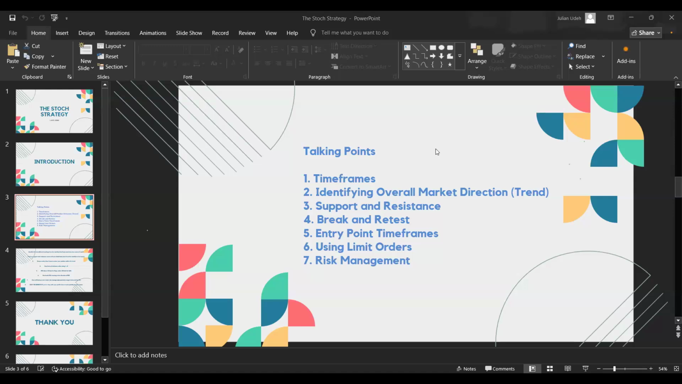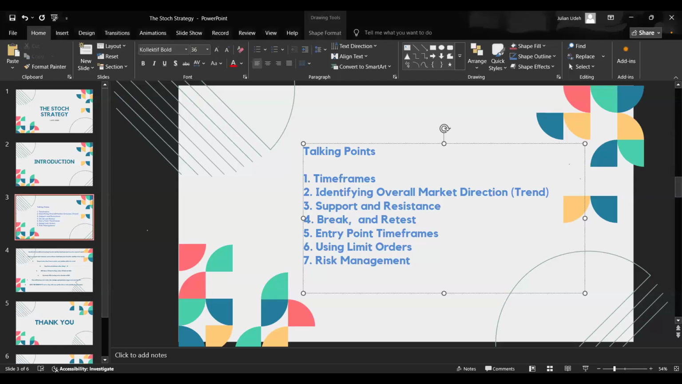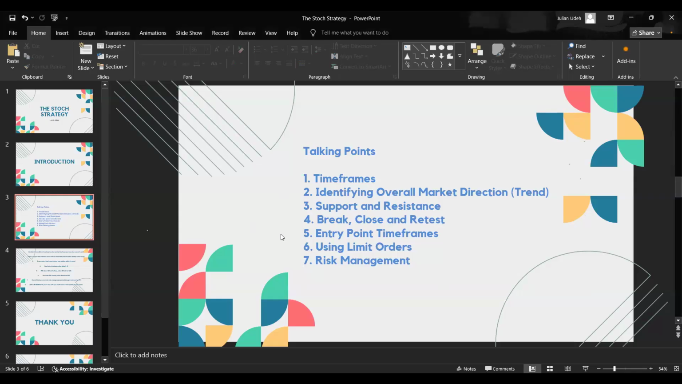Number three, support and what? And resistance. So these are some of the talking points that I'll be talking about in today's class. Number four, break and what? And retest. Break, close, and what? And retest. We'll talk about break, close, and retest. Number five, entry point time frames.